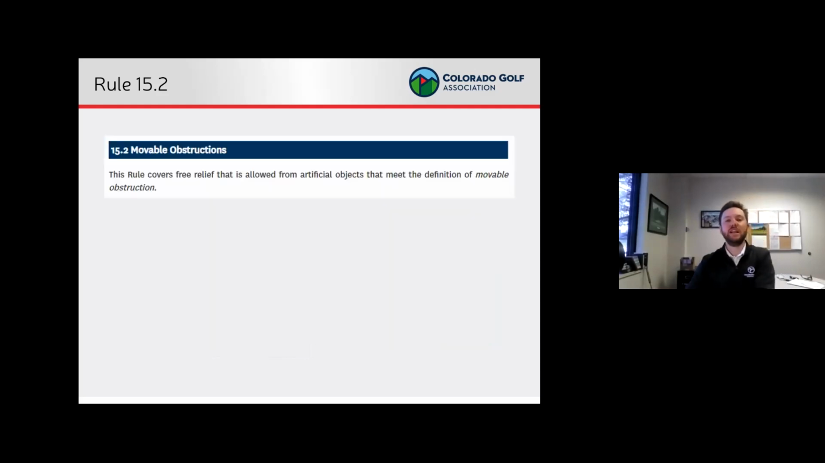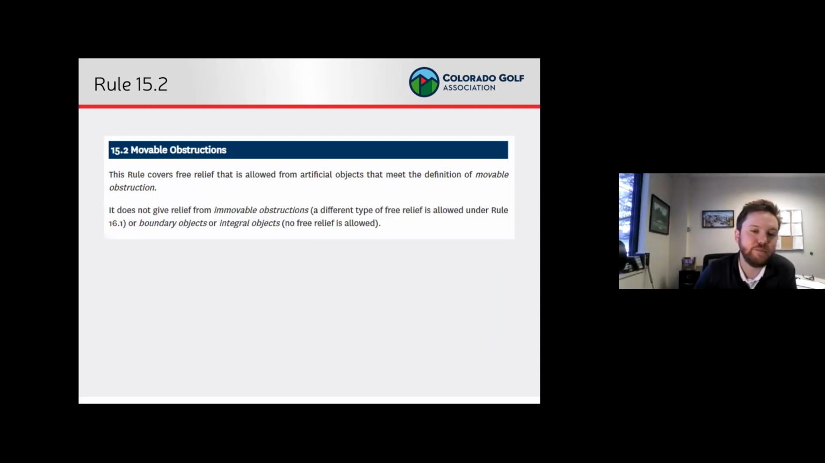All right, so let's look at the rule itself now that we know what a movable obstruction is, specifically, not immovable, but movable. It says this rule covers free relief that is allowed from artificial objects that meet the definition of movable obstruction. It does not cover relief from immovable obstructions. A different type of free relief is allowed under rule 16.1, or boundary objects or integral objects, so no free relief is allowed. It's kind of sequestering these two off and saying these are separate deals. Boundary objects, integral objects, those are not obstructions. They're not movable. They're not immovable. They are their own thing. As we can see by the italicized words there, those are definitions.